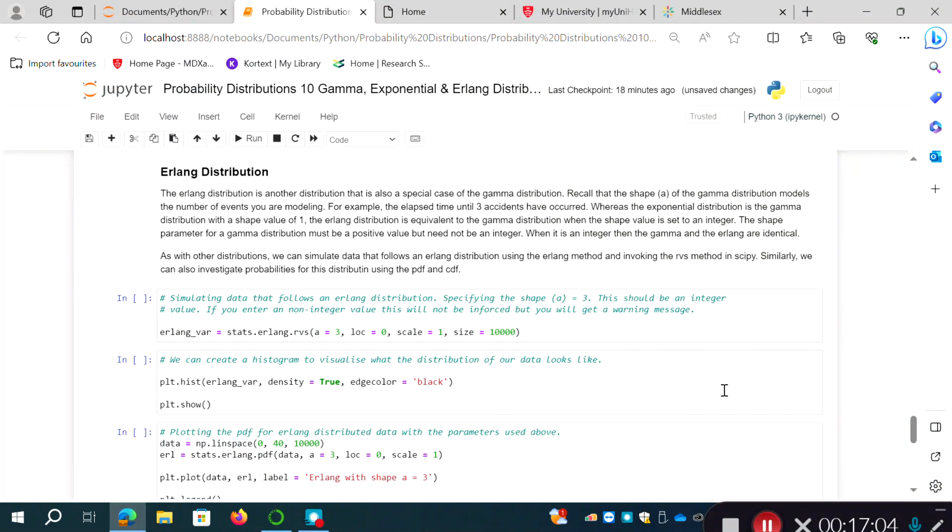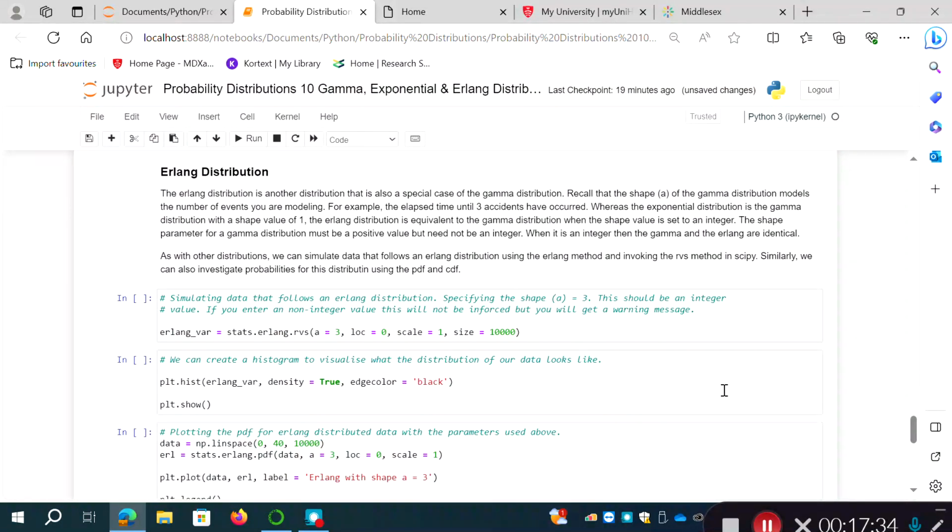Whereas the exponential distribution is the gamma distribution with a shape value alpha of 1, the Erlang distribution is equivalent to the gamma distribution when the shape value is set to an integer, so any integer. The shape parameter for a gamma distribution must be a positive value, but need not be an integer. Like I said, you could put floating point decimal numbers in. But when it is an integer, then the gamma and the Erlang are identical, essentially.